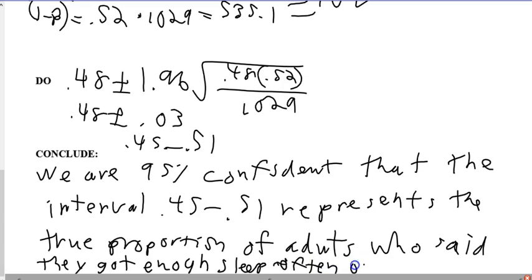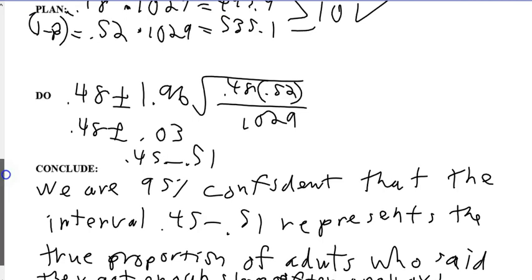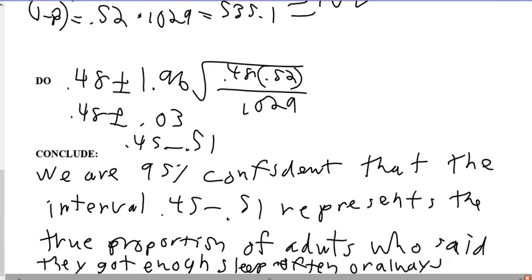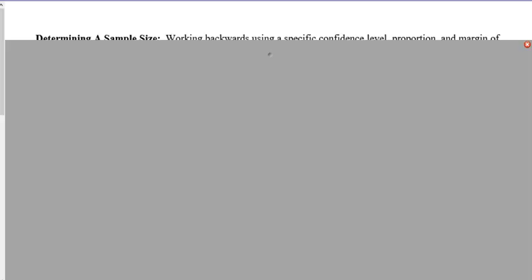I don't know what to do with the board, it won't pull up. Again, as long as you have the general gist of the statement, I'm not going to be grading the specific words. We're 95% confident that the interval from 45 to 51% represents the true proportion of adults who said they got enough sleep often or always. All right.